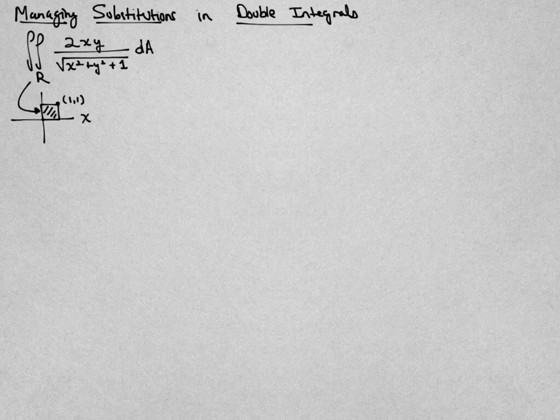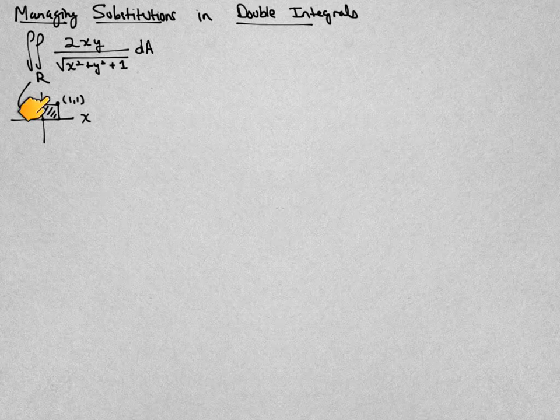In this video, we'll look at managing a substitution while computing a double integral. I would like to calculate the double integral of this function that appears here over the unit square with corners 0, 0 and 1, 1. So the first thing we need to do is set it up as an iterated integral.